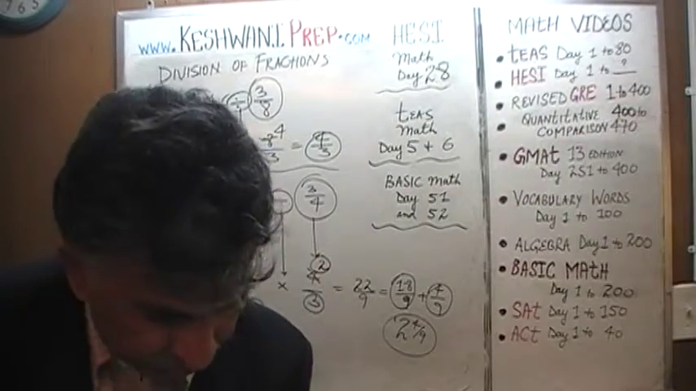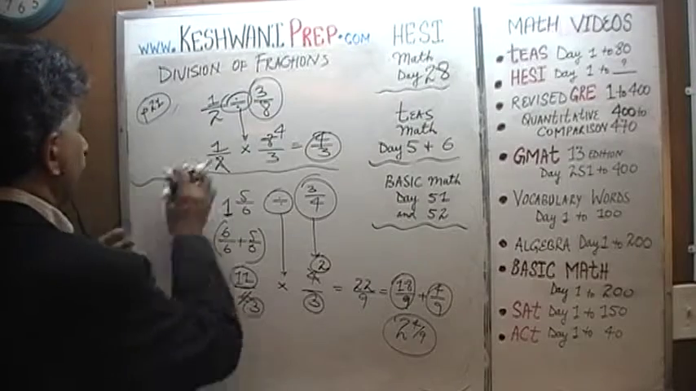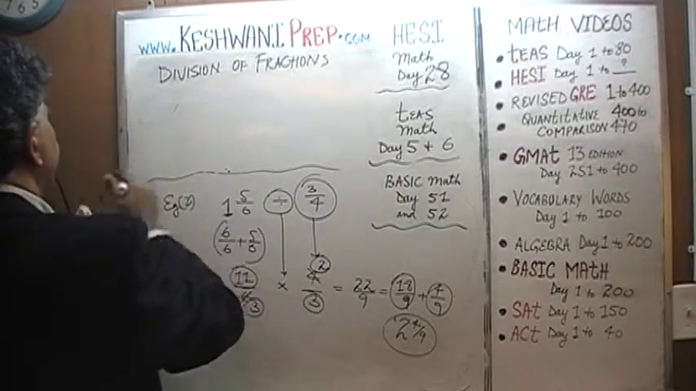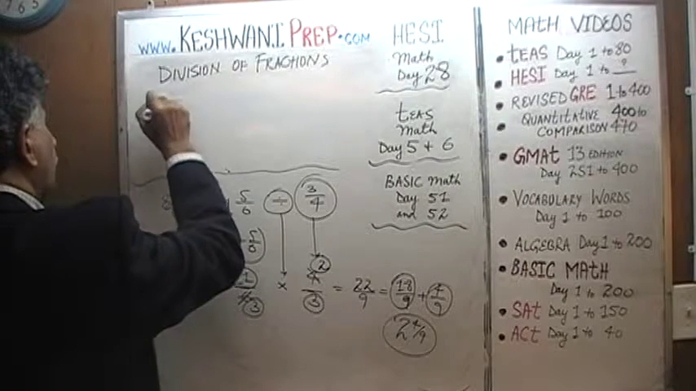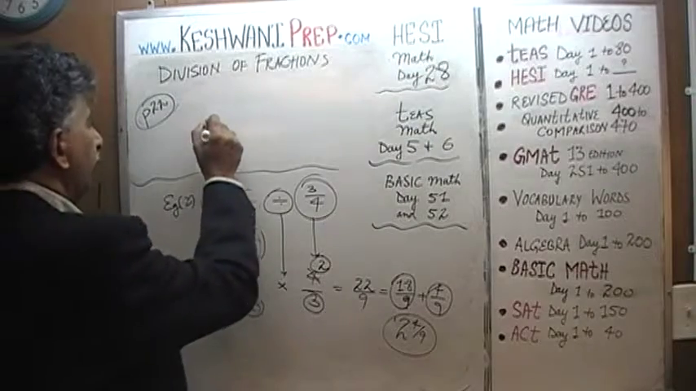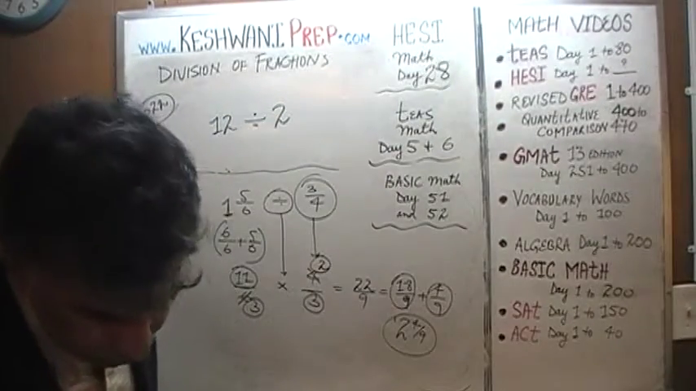Let's do one more example on the next page, page number 22. On page 22 we have the third example. We are being asked to divide 12 by 2 and 3/8.